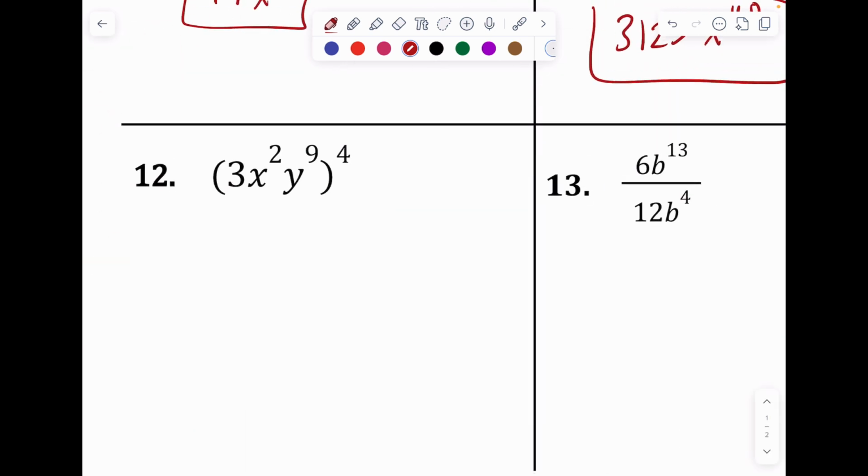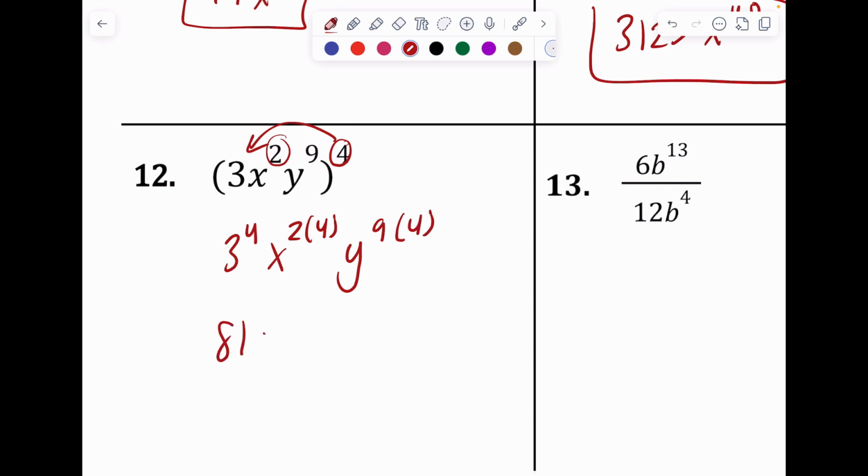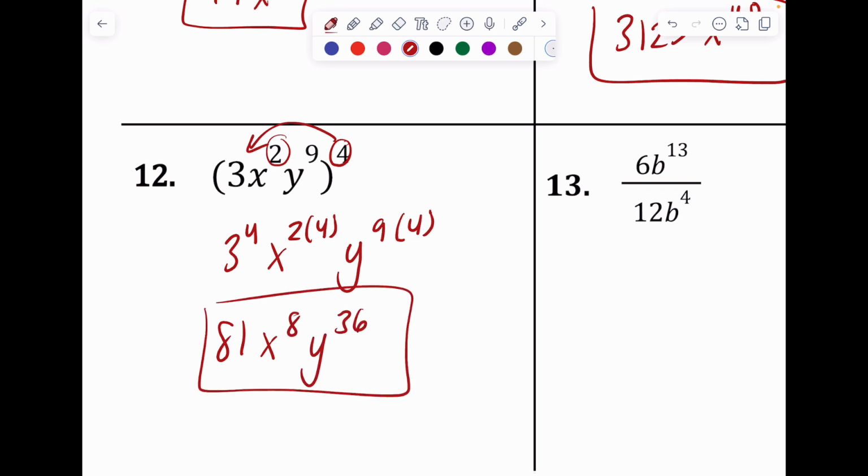Number 12, so everything in parentheses is being raised to the power of 4, so I have 3 to the power of 4, and then I also have power to power here. x already has an exponent, so I have 2 times 4, y also has an exponent of 9, and I have the power to power rule, so 9 times 4. So 3 to the power of 4 is 81, x to the power of 8, because 2 times 4 is 8, y to the power of 36, because 9 times 4 is 36.